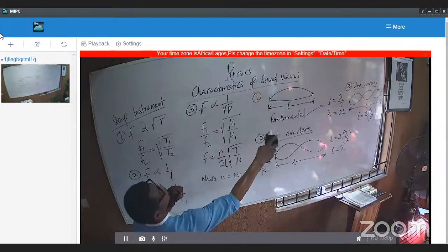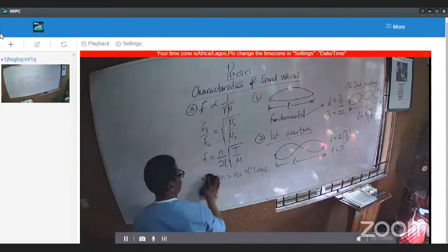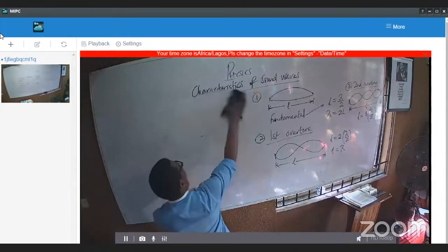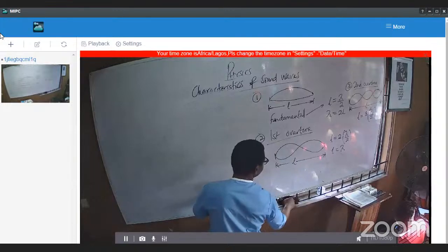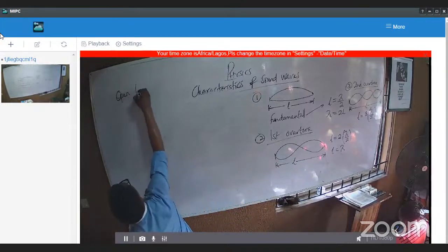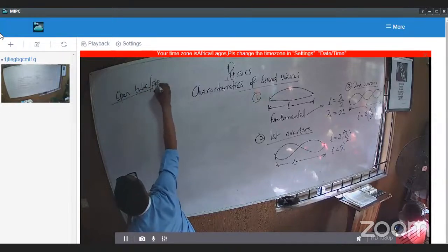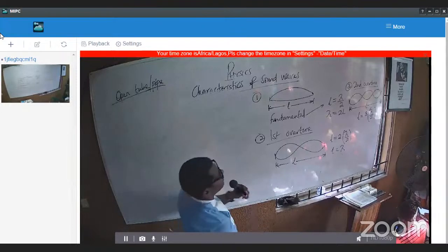So first overtone, I will explain with an example. You don't have a problem. It's simple. Yeah, very, very interesting. Open tube, stroke pipe. Say open tube and pipe.